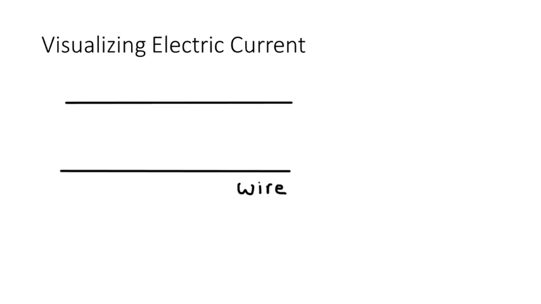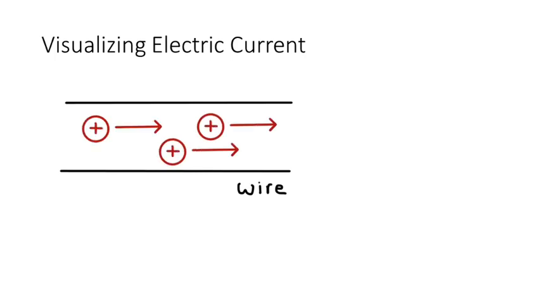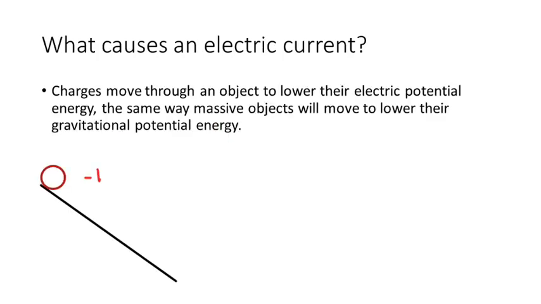So if we visualize what's going on inside a wire, our very simple model of electric current is that it's simply positive charges moving through the wire. So if you imagine a river, the current is water moving through the river. For an electric circuit, the current is positive charges moving through a wire.